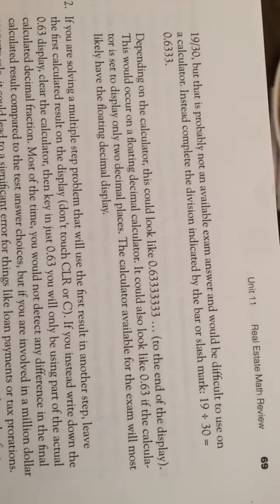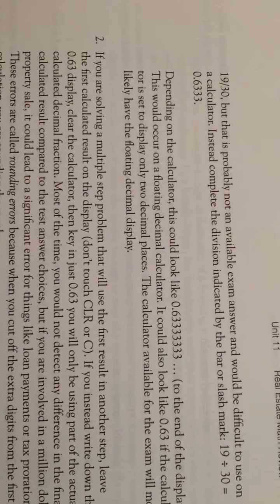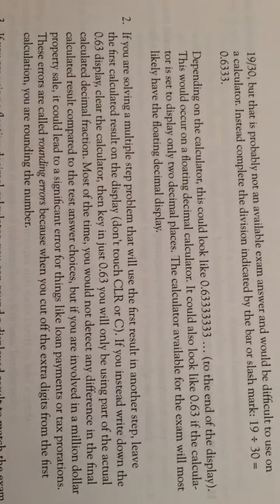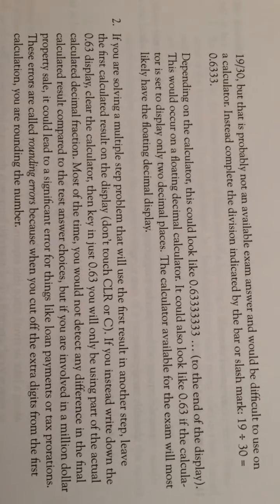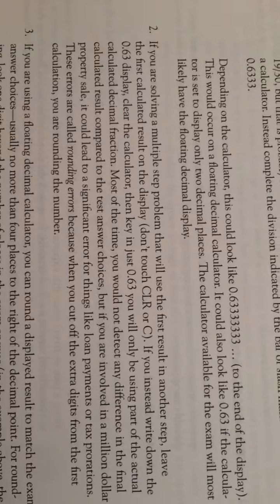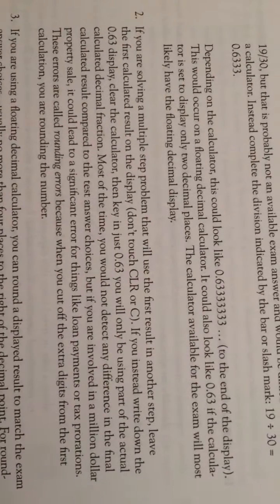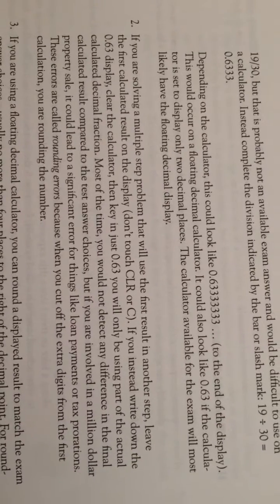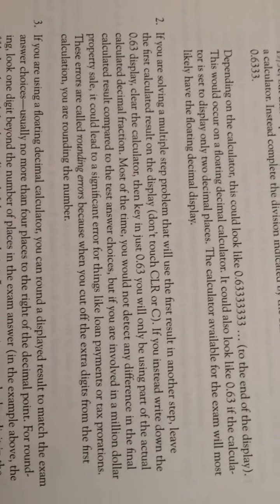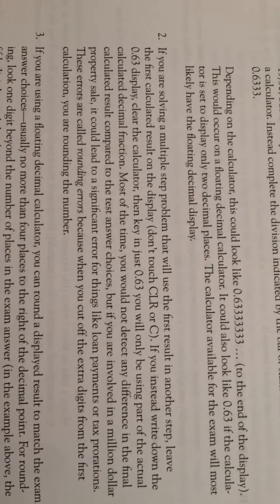19 divided by 30 equals 0.6333. Depending on the calculator, this could look like 0.63333333 to the end of the display. This would occur on a floating decimal calculator. It could also look like 0.63 if the calculator is set to display only 2 decimal places. The calculator available for the exam will most likely have the floating decimal display.